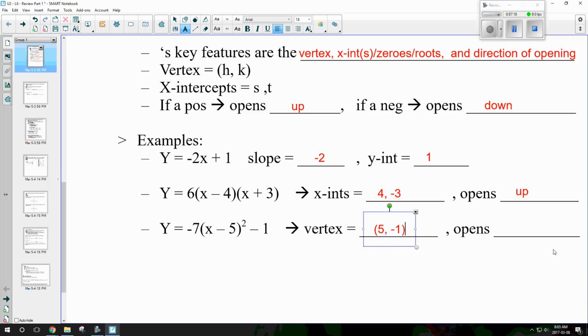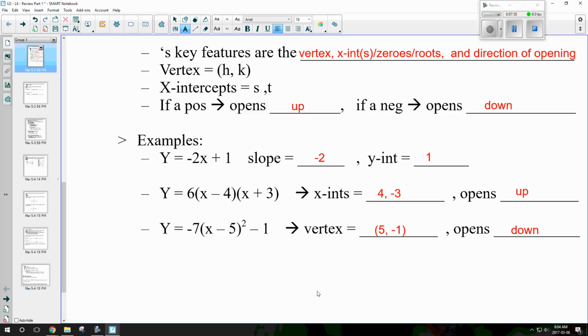And again, for the parabola, we're asked the direction of opening, so whether it opens up or down. For this one, again, we look at our A value. In this case, it's a -7. So because the A is negative, we know that our parabola opens down.